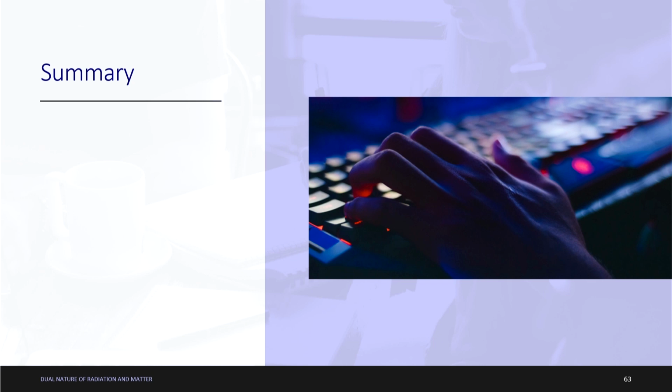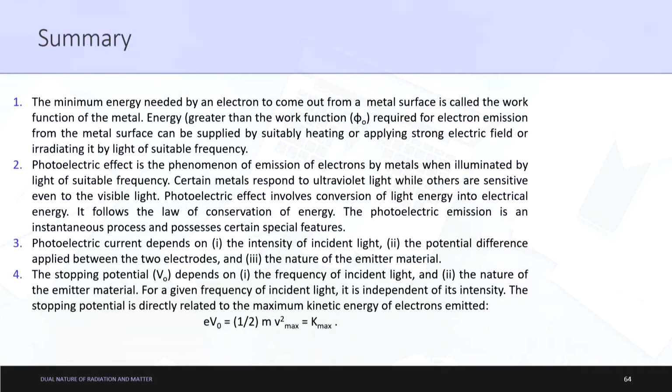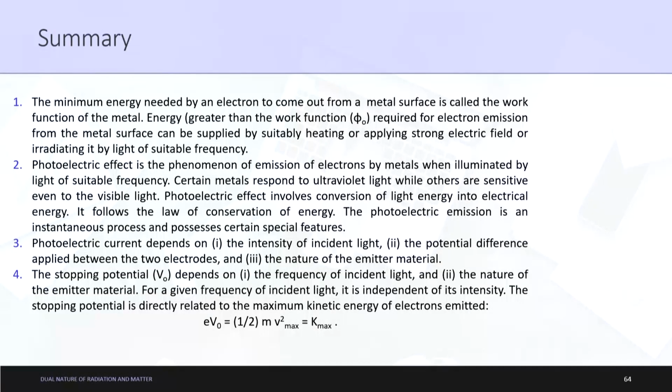Let us do a quick summary and then we can close the lecture. Okay. So we started with the complete concept of why electron emission was happening, what is the basic crux of electron emission, and how electron emission can be utilized in day to day results. The minimum energy needed by an electron to come out from a metal surface is called the work function of the metal. Please remember these definitions, because they can directly be asked in the exams. So basically, what is work function, etc.